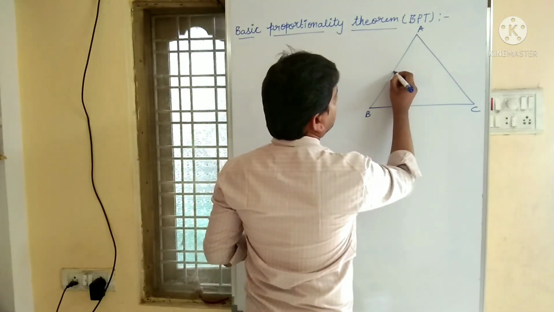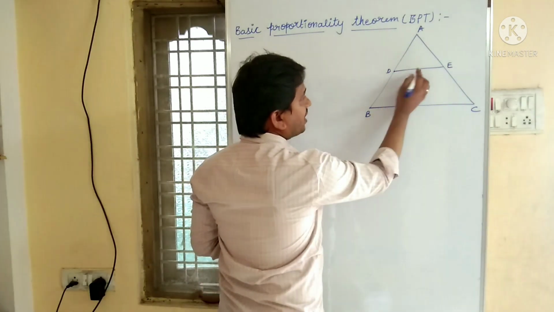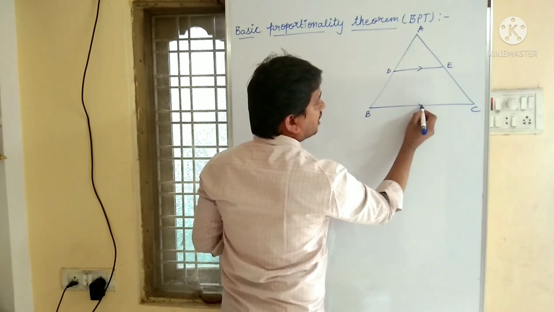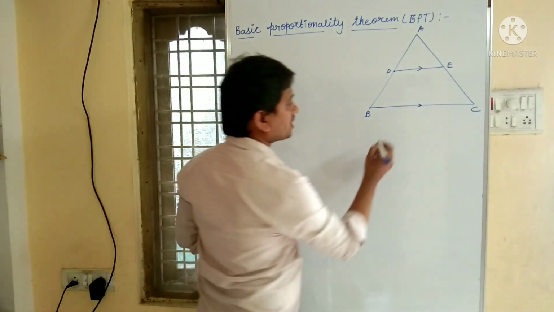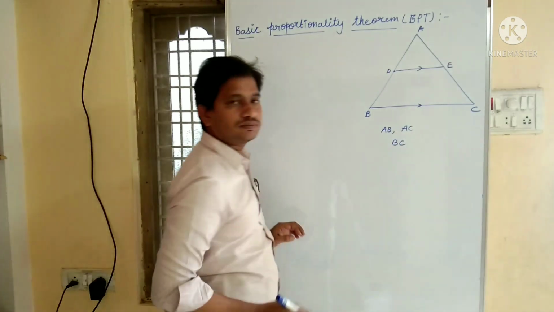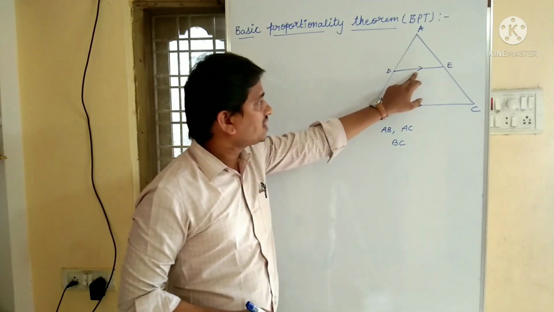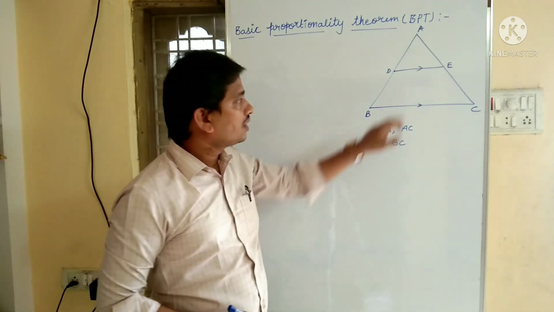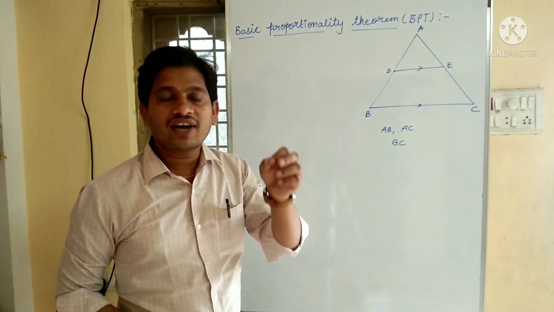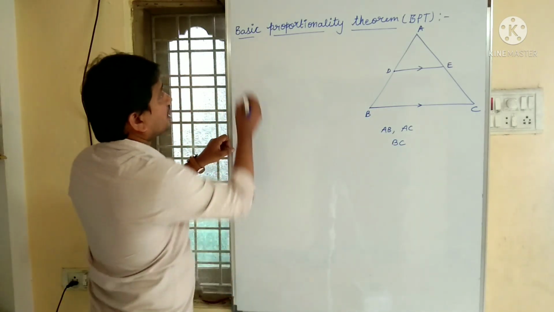See children, this is the line. DE is a line drawn parallel to one side of the triangle, that is BC. As we have three sides, AB, AC as well as BC, DE is a line which is parallel to BC. If a line is drawn parallel to one side of a triangle, it will divide the other two sides in the same ratio. So that is the definition.